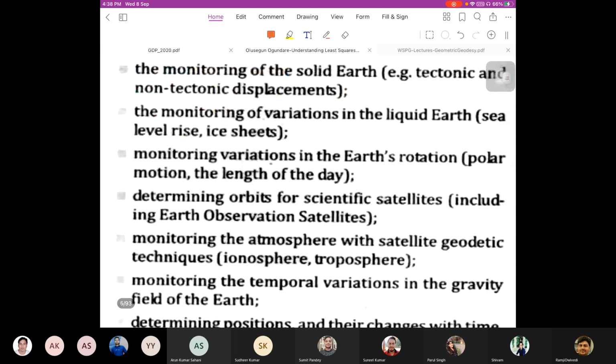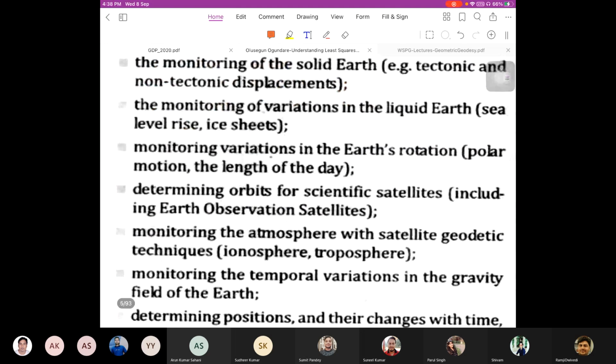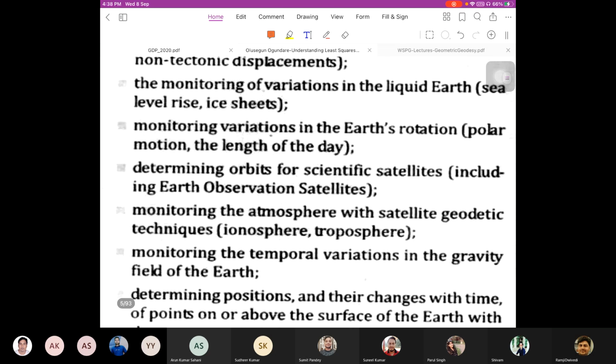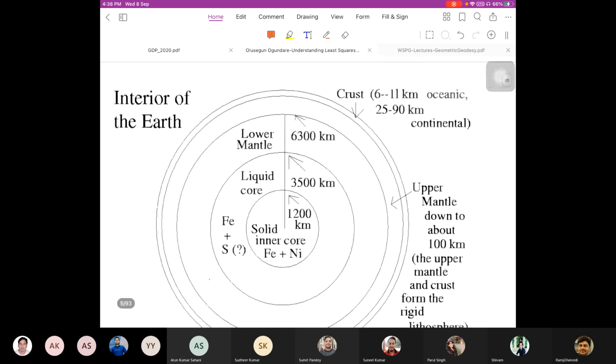Now let us focus on the examples. You could see monitoring of the solid earth, monitoring variation in the liquid earth, monitoring variation in Earth rotation, determining orbits for scientific satellites, monitoring the atmosphere with satellite geodetic techniques, monitoring the temporal variation in the gravity field of Earth, and determining positions and their changes with time. These are all part of the applications which we have just explained.